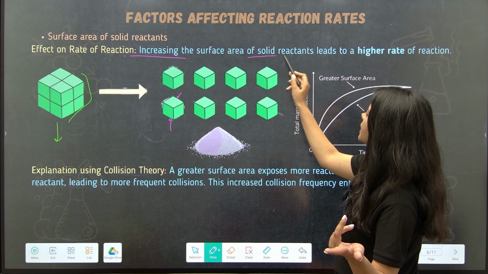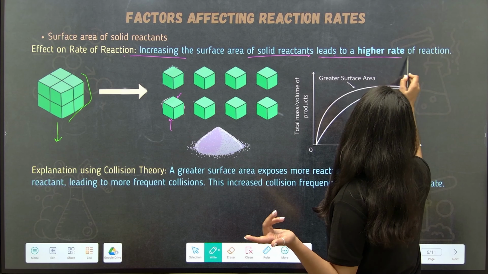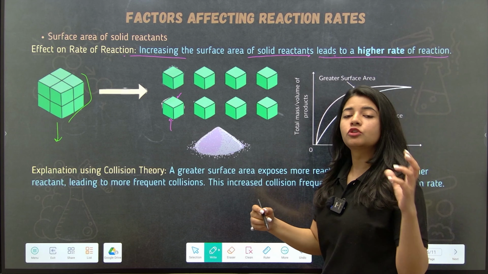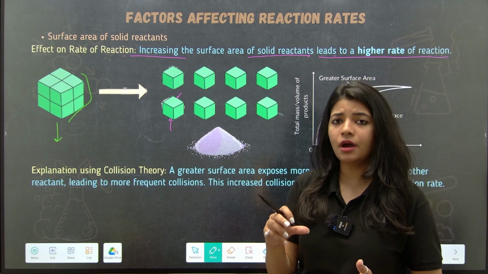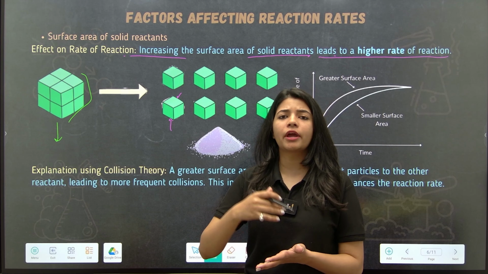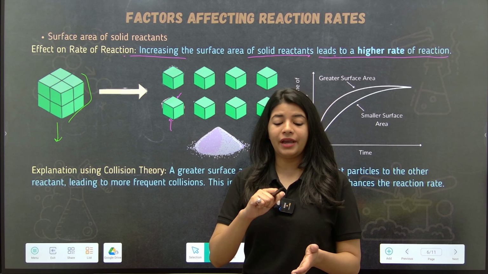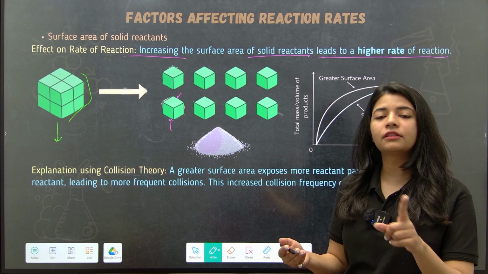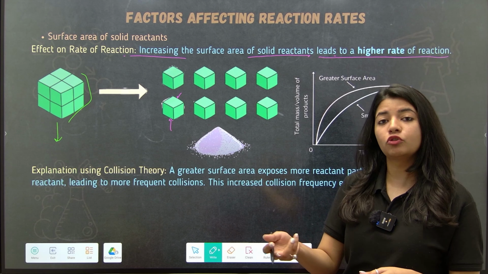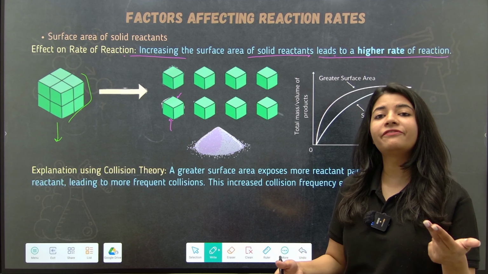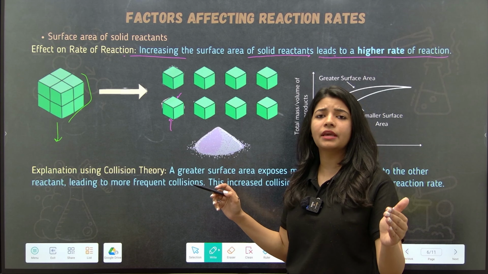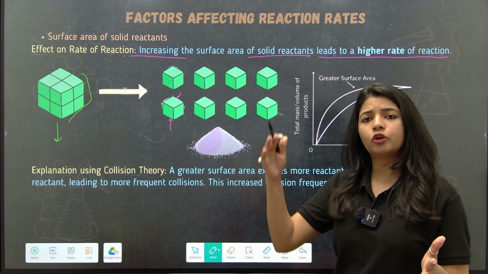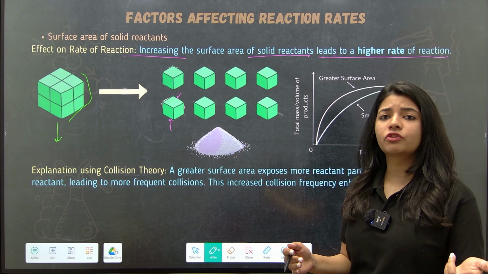Increasing the surface area of solid reactants leads to a higher rate of reaction. If we try to dissolve a block of sugar in water, it will be slower. But if we dissolve the sugar in powdered form in water, then the dissolution of sugar in water will be faster. Why? Because in powdered form the surface area is more exposed to the solvent, right? Therefore, the reaction will be faster.